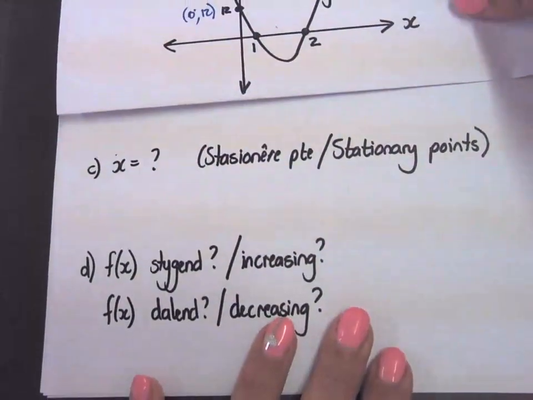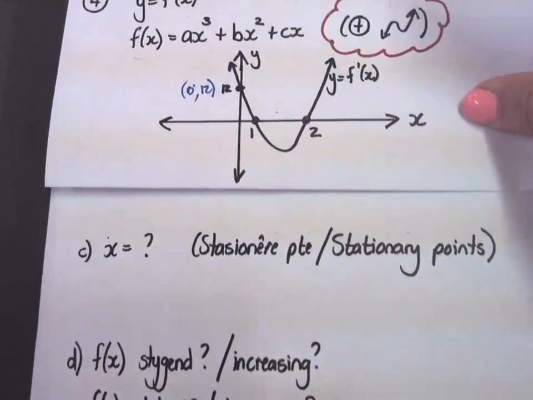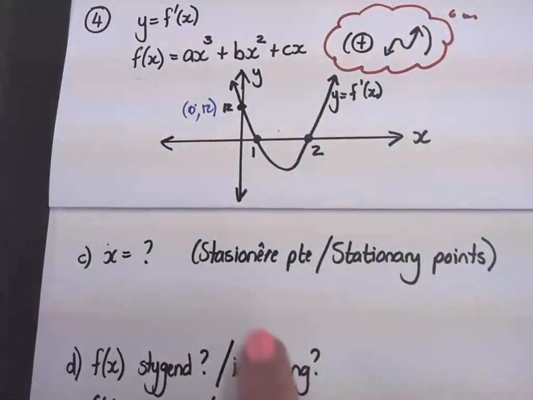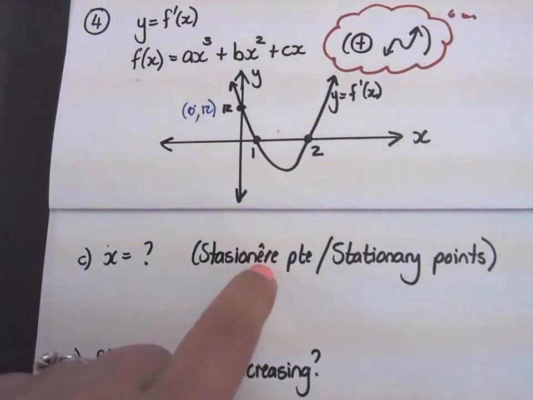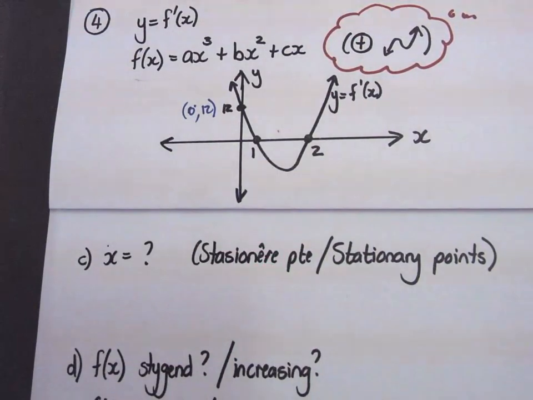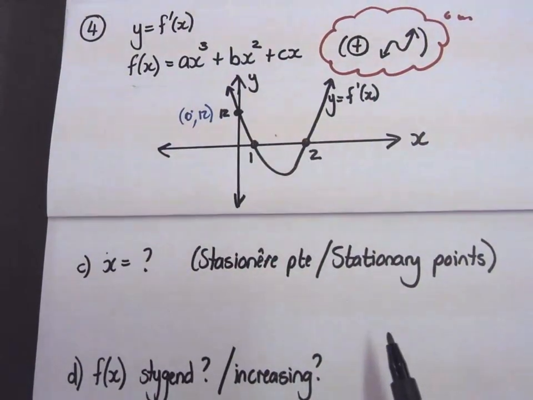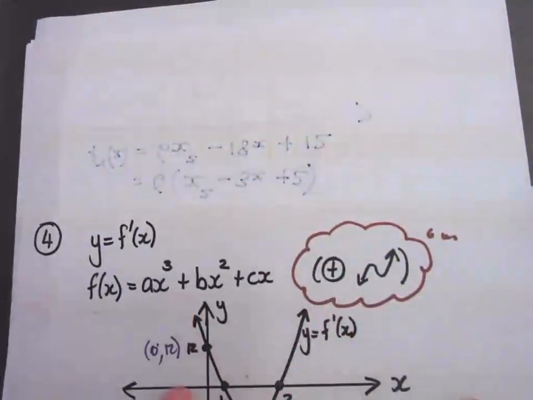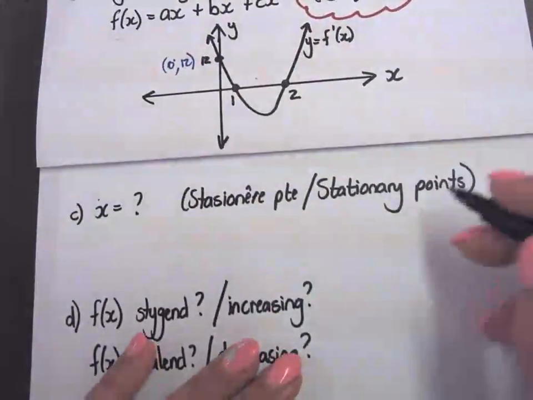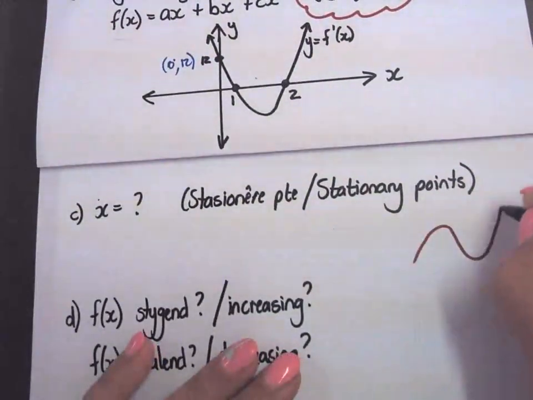There's my sketch. What are the stationary points? Turning points. But they are talking about the turning points of the cubic function. Now, how can I draw the cubic function? I know it's a positive one because the parabola is positive. So let's draw a positive cubic function.